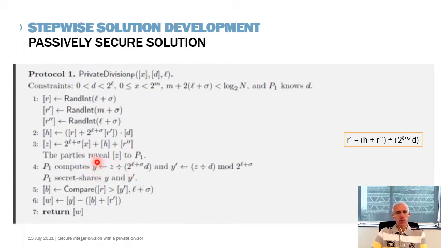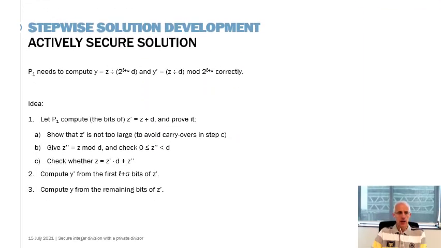So we have the problem here that P1 does not necessarily compute the right y and y prime. So P1 needs to compute y and y prime correctly. How can we make sure of that? Well, the idea is that P1 is going to compute z prime, which is z div d. And to make sure that z prime is actually equal to z div d, we let him compute z double prime, which should be z mod d. We can jointly check whether it's a number between 0 and d. And we can check whether z equals the div times d plus the mod result. If this check holds, then we know for sure that z prime equals z div d.